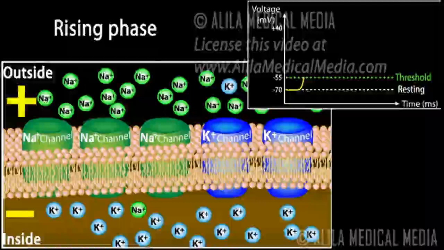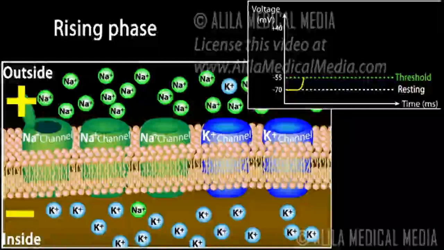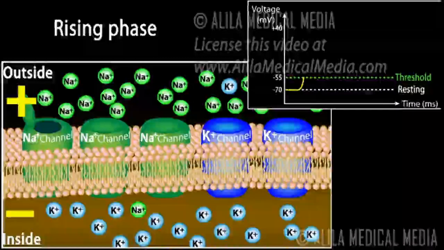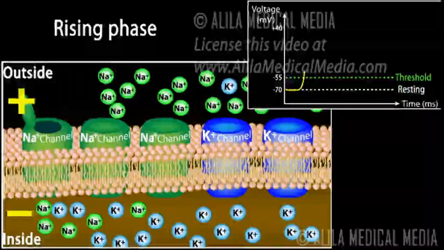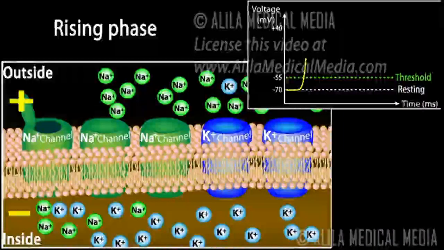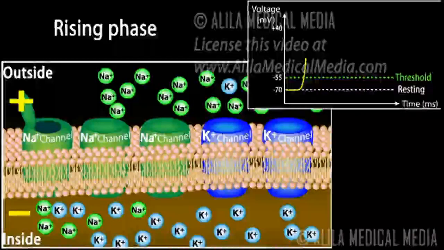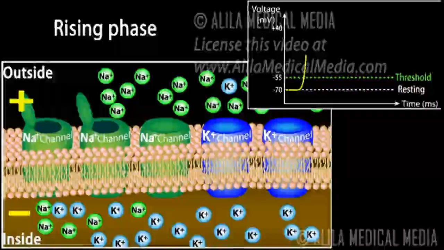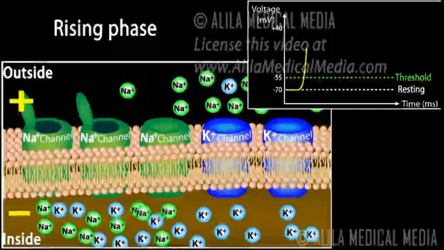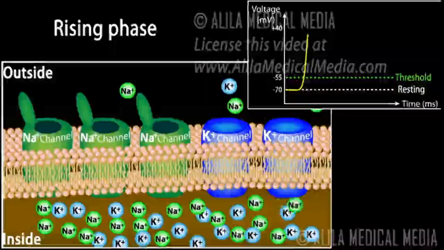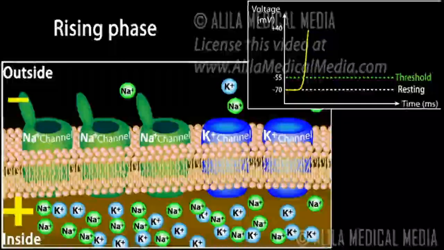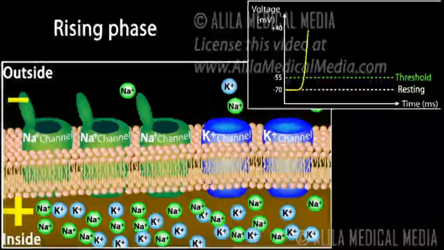At threshold, sodium channels open quickly. Potassium channels also open, but do so more slowly. The initial effect is therefore due to sodium influx. As sodium ions rush into the cell, the inside of the cell becomes more positive, and this further depolarizes the cell membrane. The increasing voltage in turn causes even more sodium channels to open. This positive feedback continues until all the sodium channels are open and corresponds to the rising phase of the action potential. Note that the polarity across the cell membrane is now reversed.